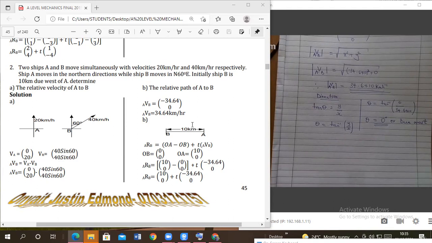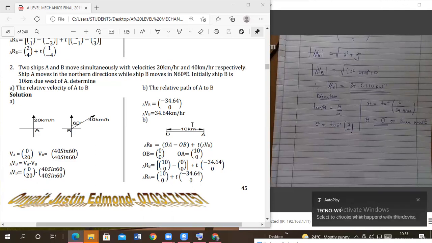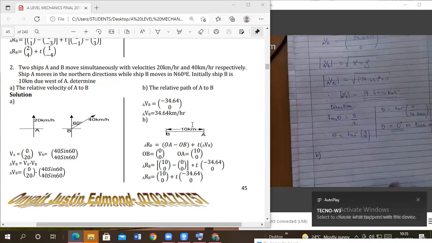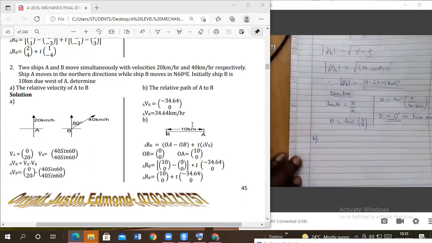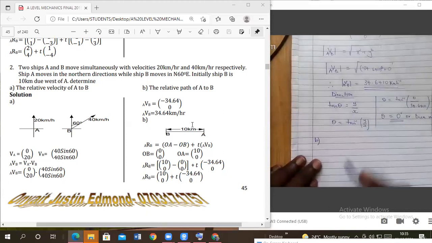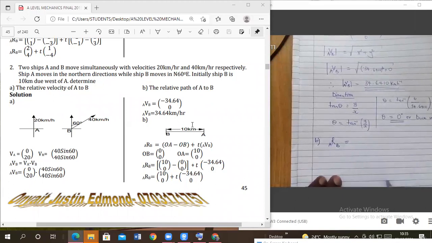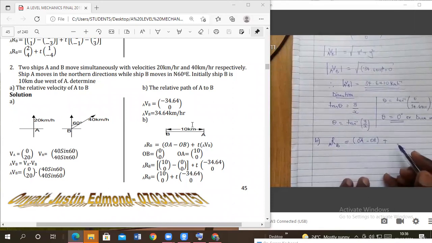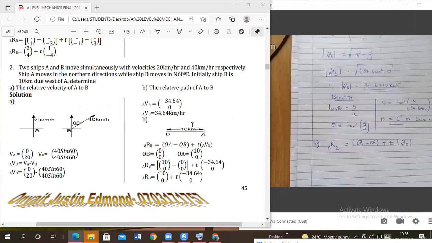Let's look at part B. In B, they're saying find the relative path AB. We know it's given us OA minus OB plus T into AB. That's what you must know.